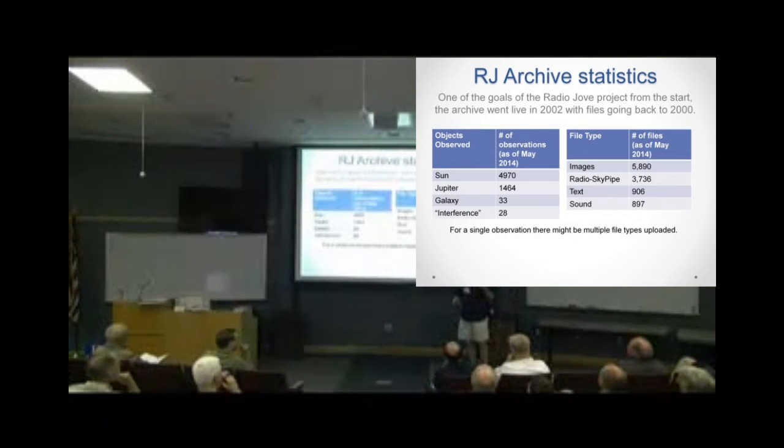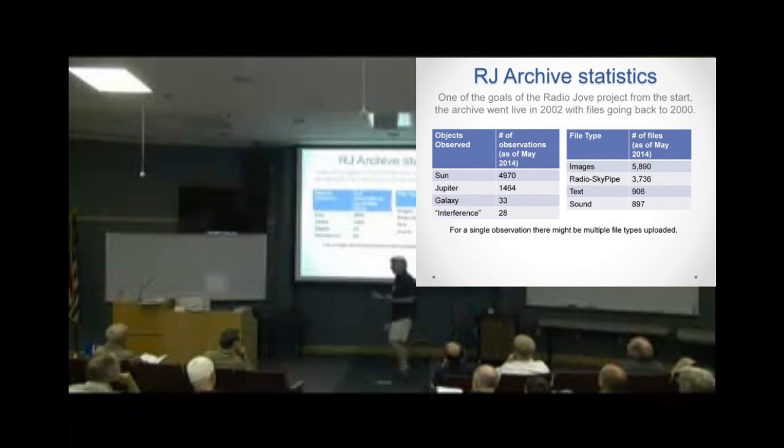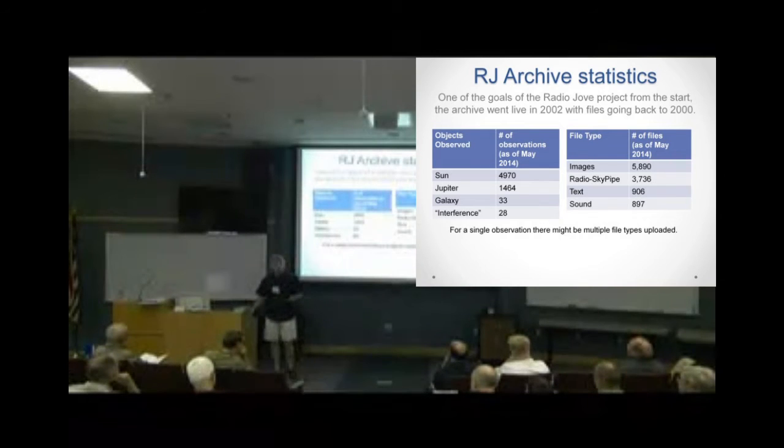We're also starting to work on getting spectrograph files onto the archive. So that's again going to be more useful for us scientifically. And believe it or not, we welcome interference files. That's a key part of learning how to distinguish a Jupiter burst or a solar burst or something real versus something that may not be real.